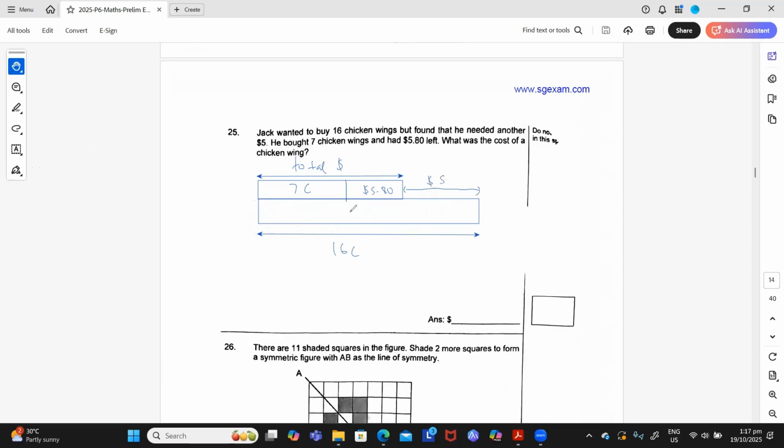So you draw a dotted line here and shade this part here. So 16 minus 7 is 9, right? So the shaded part is 9 chicken wings. The very same shaded part is $5 plus $5.80, which is $10.80. So 1 will be 10.8 divided by 9, which is $1.20. So the cost of one chicken wing is $1.20.